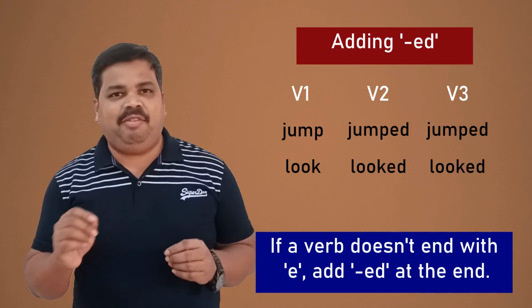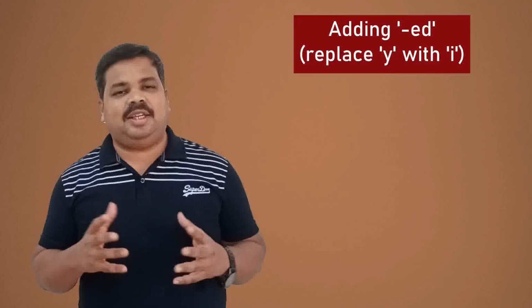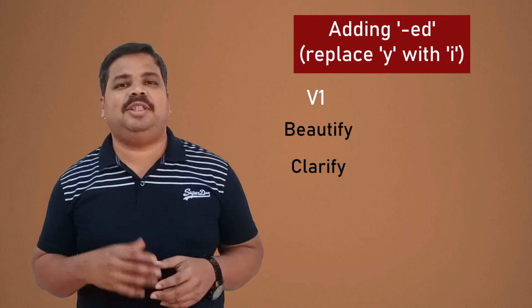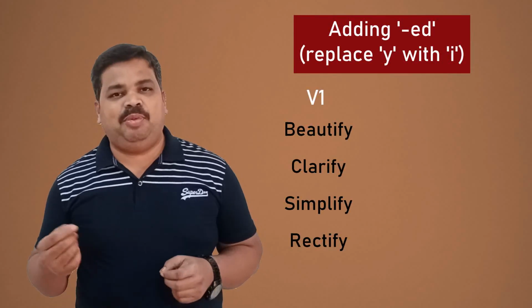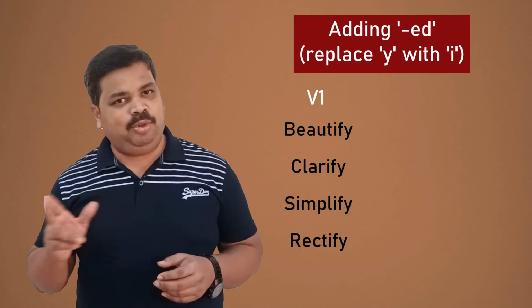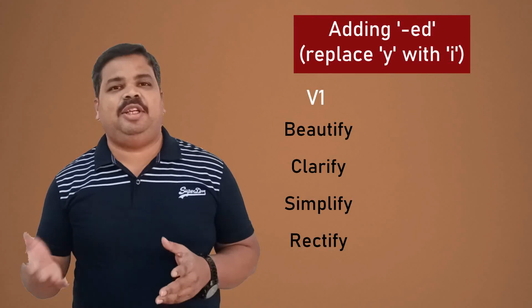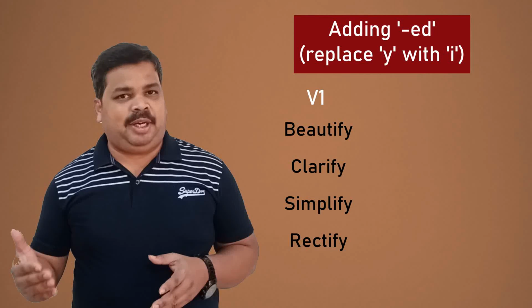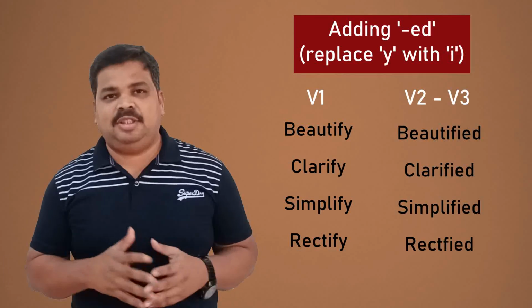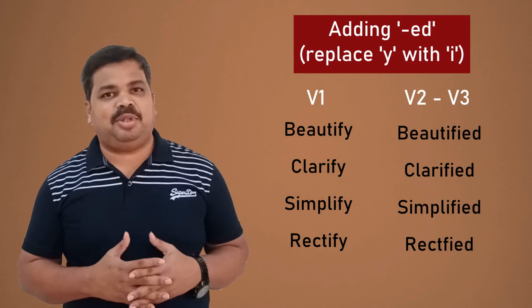We have another simple exception, the words that end with Y. There are some verbs like beautify, clarify, simplify, rectify. These words end with Y. In such a case, remove that Y at the end and make it I. And as usual, add ED to make its past form and the past participle form. Beautify becomes beautified, simplify becomes simplified, clarify becomes clarified. This is how regular verbs work: their base forms can be converted into the past form and the past participle form by adding D or ED.